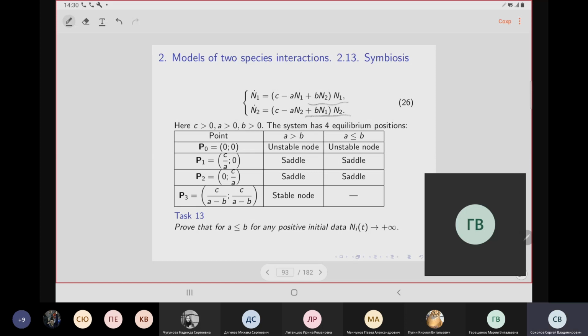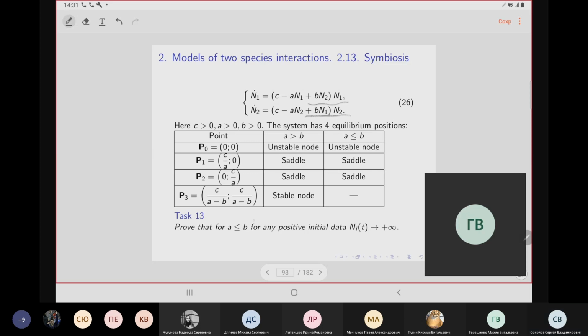And the same analysis gives us the following result. We have 4 equilibrium points. We can just substitute in the previous model b by negative b, and we'll have the same. But what is the difference?